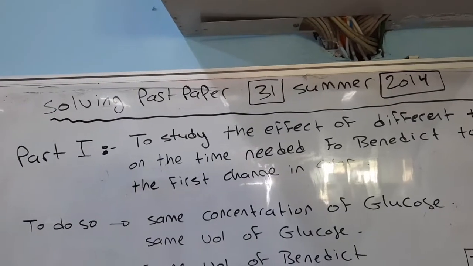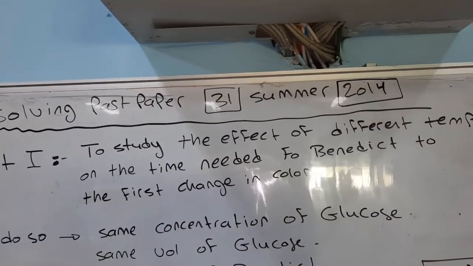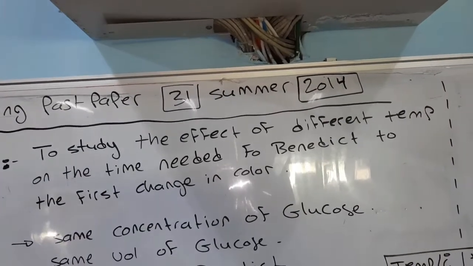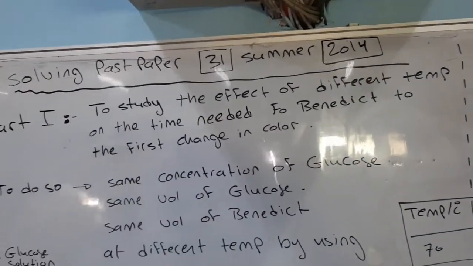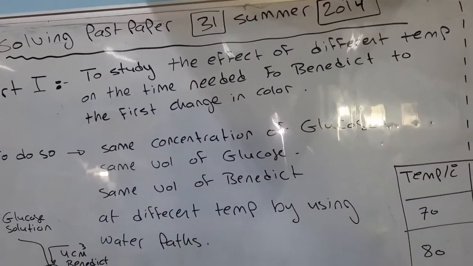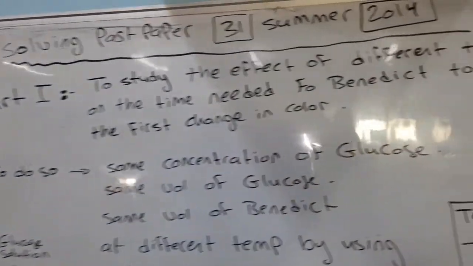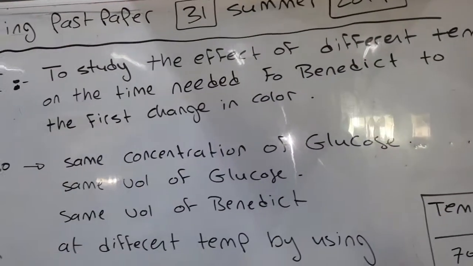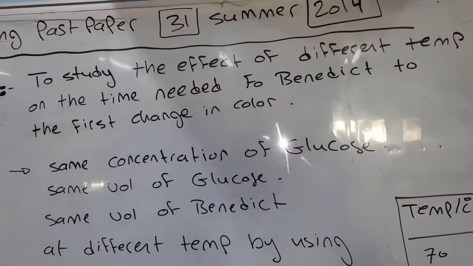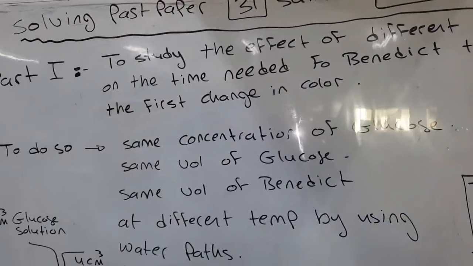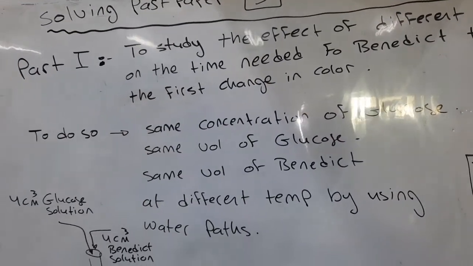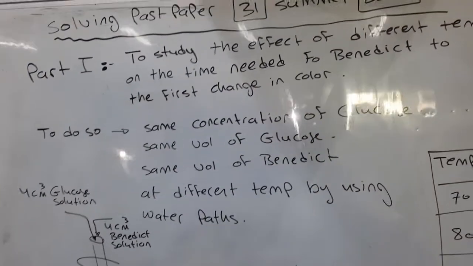Hello everyone, this is solving past paper 3-1 summer 2014. Now in this paper actually the wet lab is divided into two parts. The first part aims to study the effect of different temperature on the time needed for Benedict to change in color. So the first change in color will be recorded in the table versus the temperature.